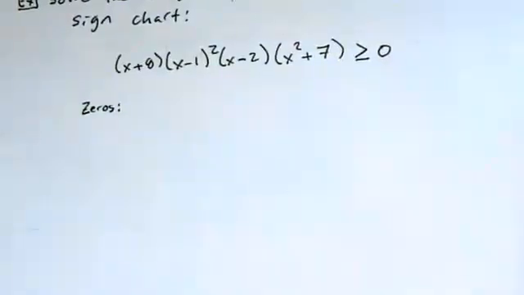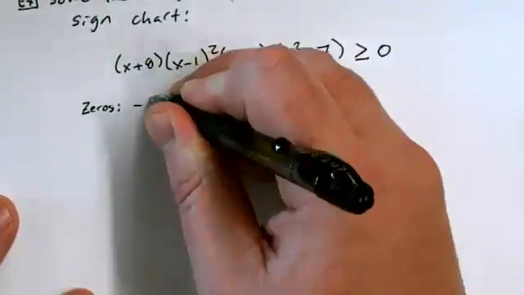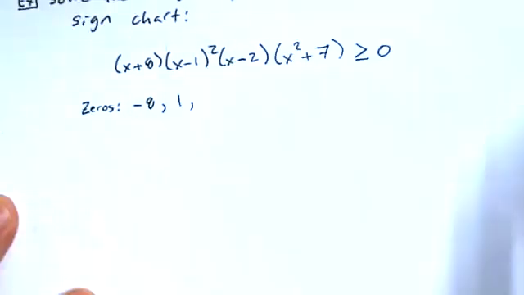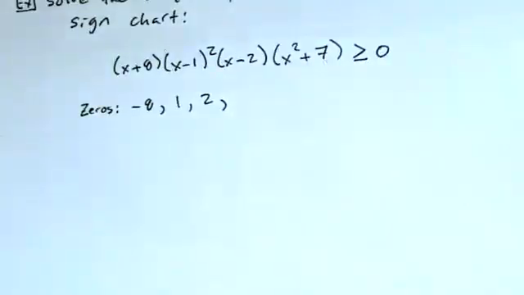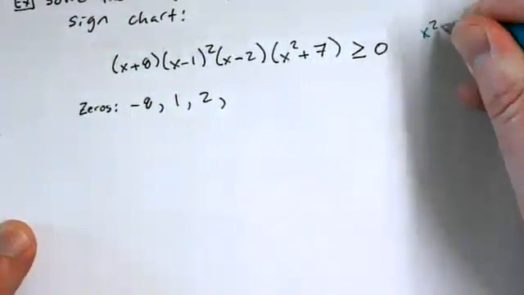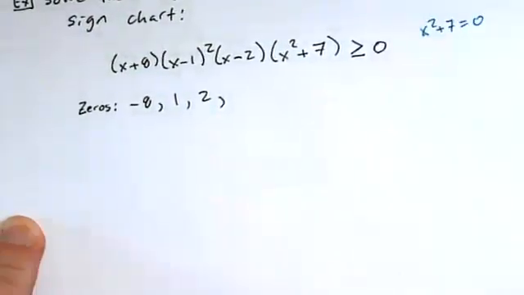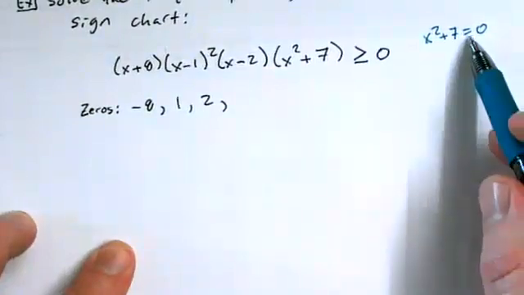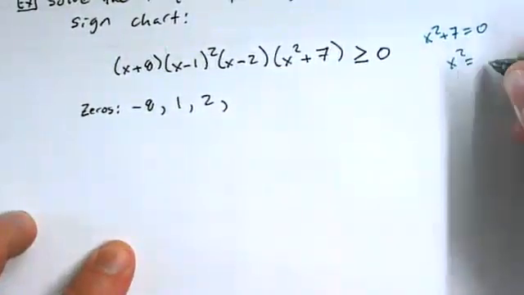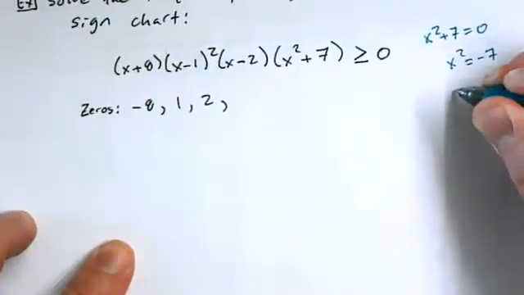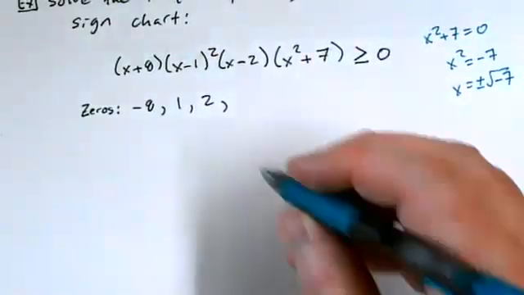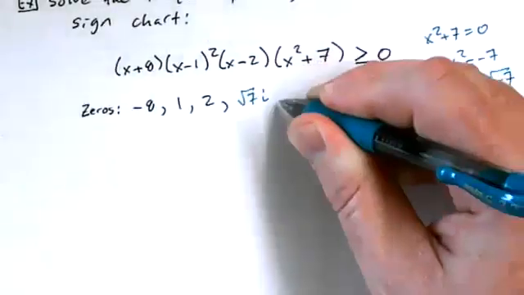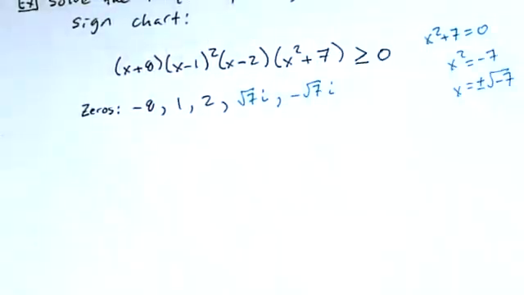All right, let's get this started. Let's find our zeros. It was nice of them to factor this for us. We're going to have zeros at -8 and at +1 and at +2 and ooh, that one's spicy. What's that going to be? x squared plus 7 equals 0. Now if it's equal to 0, we can just get x by itself. Take a square root. x equals plus or minus the square root of -7. Yeah, so that would be √7i and -√7i for our last two zeros.